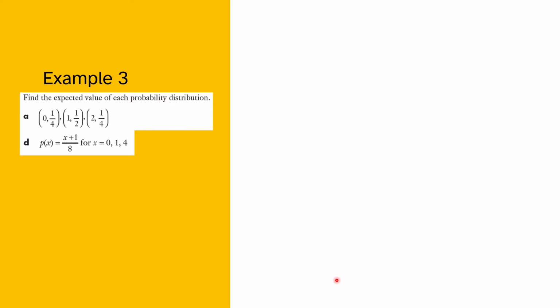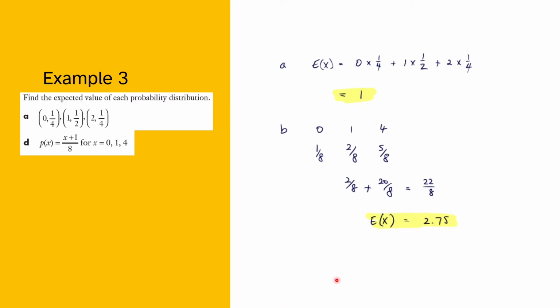For example 3, we are multiplying the score with the probability and finding its sum. And for question D, we find the probabilities by substituting the scores into the function, and then we find the expected mean.